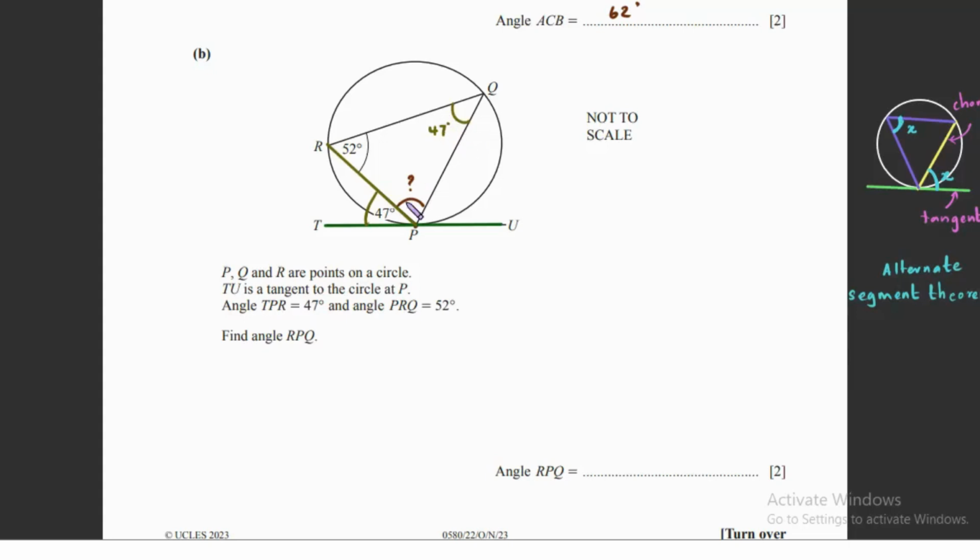Now that I know this is 47, I can calculate how much this angle is. Because two angles in a triangle are known, to find the third angle, I need to deduct these two angles from 180 degrees. So from 180 degrees, I need to deduct 52 and 47 degrees. When I deduct 52 and 47 from 180 degrees, this gives us the value of the angle RPQ, which is equal to 81 degrees. This is the value of this angle RPQ. Let's move on to the next question.